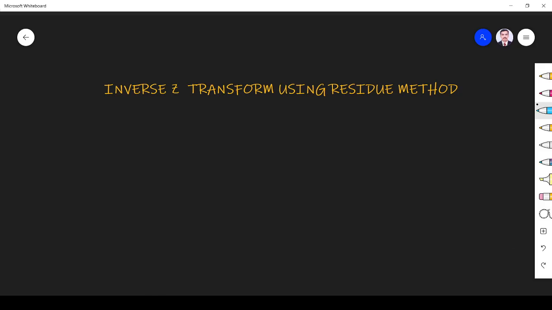Hi friends, in this video we see how to find the inverse Z transform using the residue method. The formula to find the inverse Z transform in general is x of n is equal to 1 by 2πj times the contour integral of X of z into z power n minus 1 dz. This is the general formula.